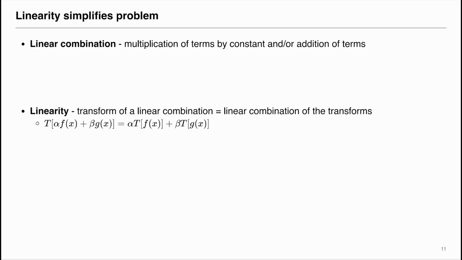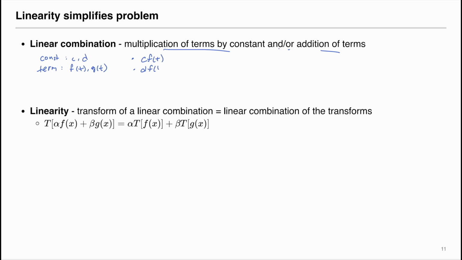So why do we bother to have Laplace transform? Laplace transforms are easy to work with because they are linear. So let's review what is linear. A linear combination can be a multiplication of terms by a constant and or addition of terms. For example, say we have constants c and d and terms f of t and g of t. Then multiplication of terms by a constant means that we can have c of f of t. It is a linear combination.